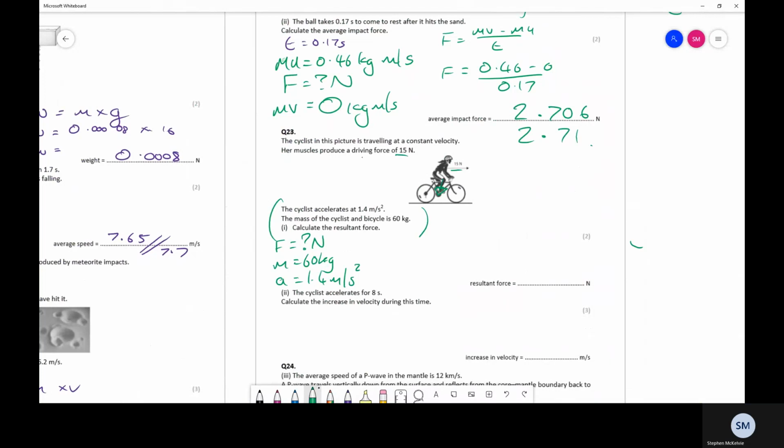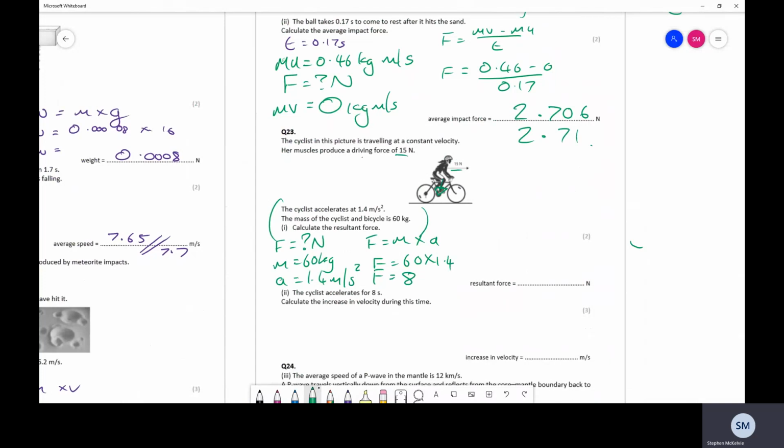Okay, it's gone. So I'm going to figure out my force. Force is equal to mass times acceleration. Force is equal to 60 times 1.4. Put that into my calculator. 60 times 1.4 is 84 newtons.